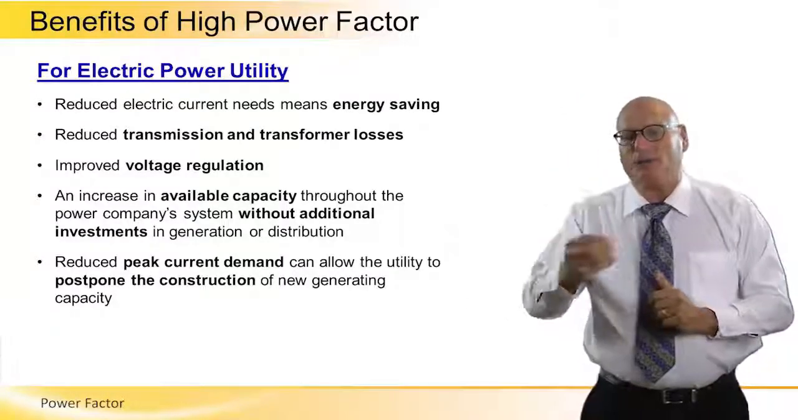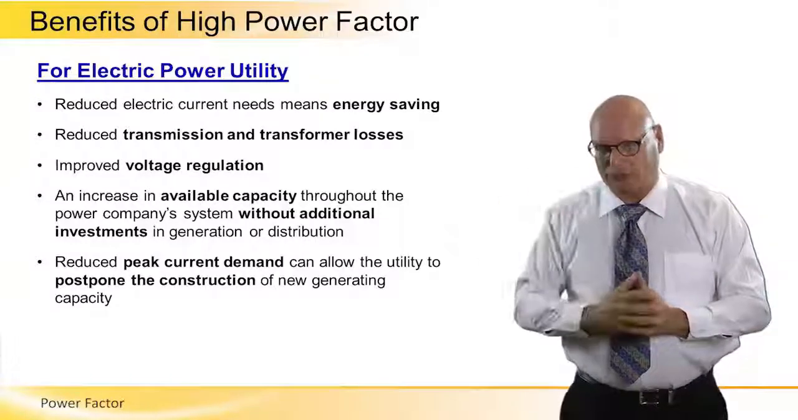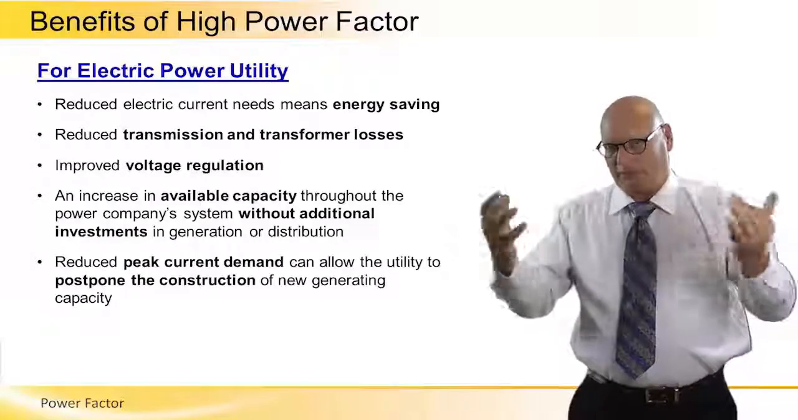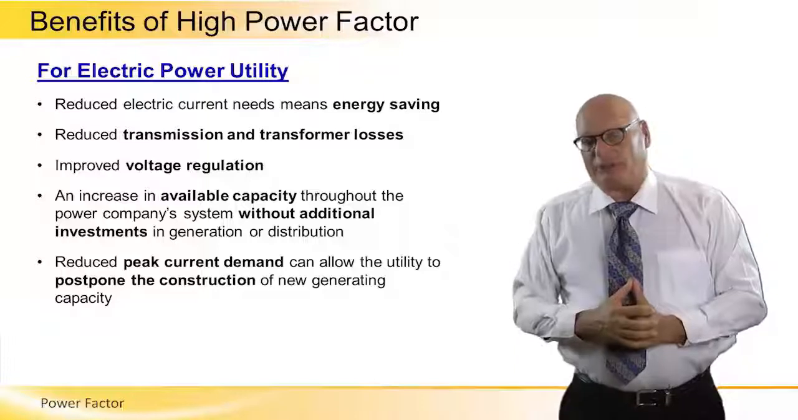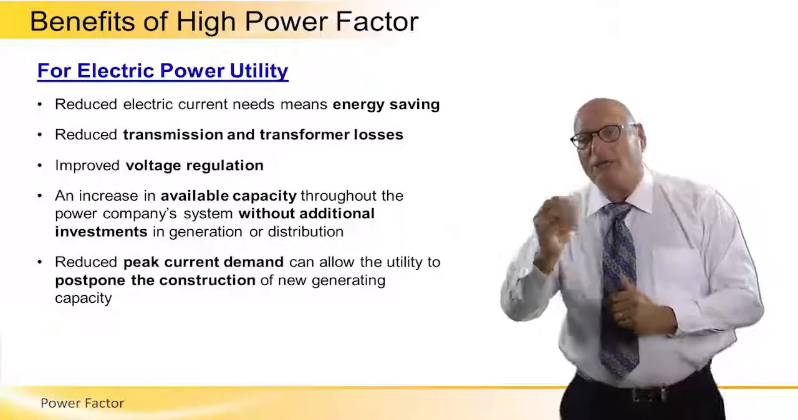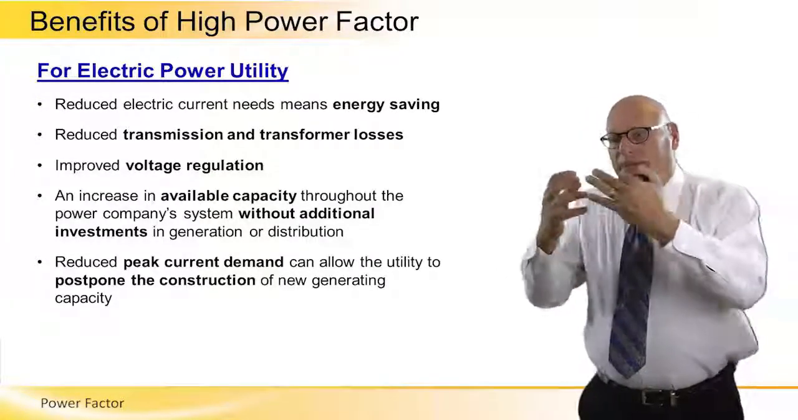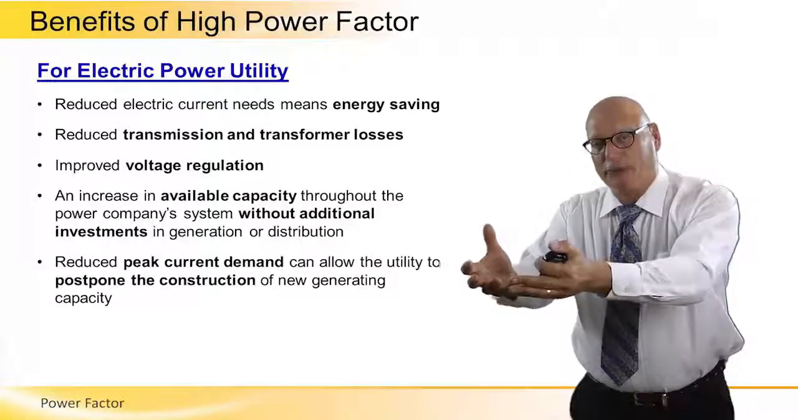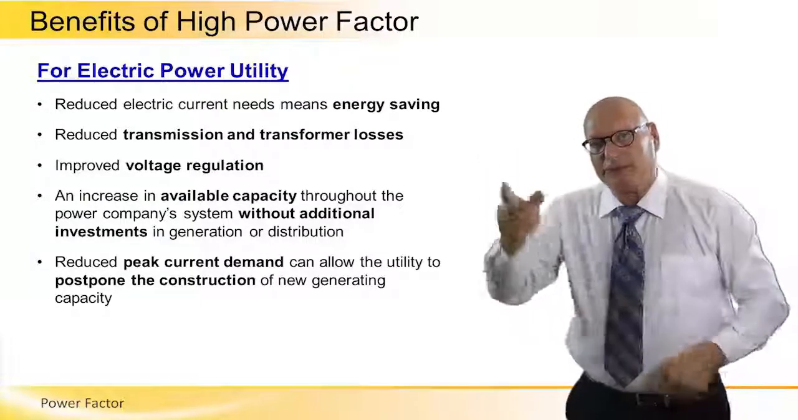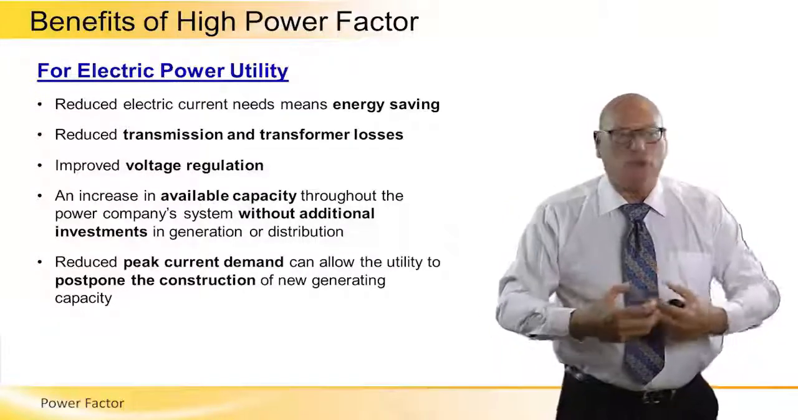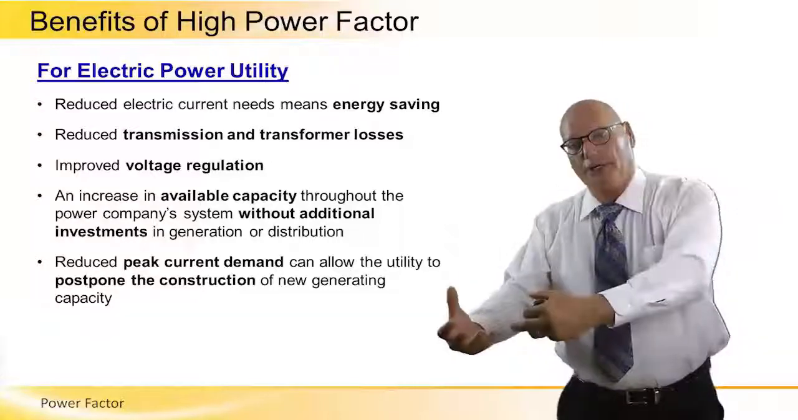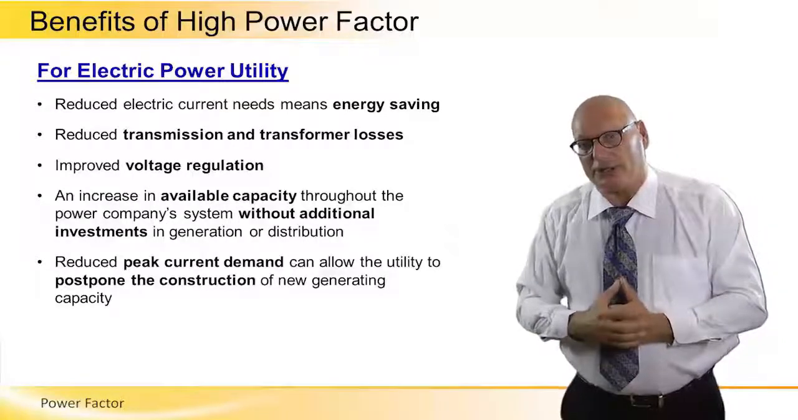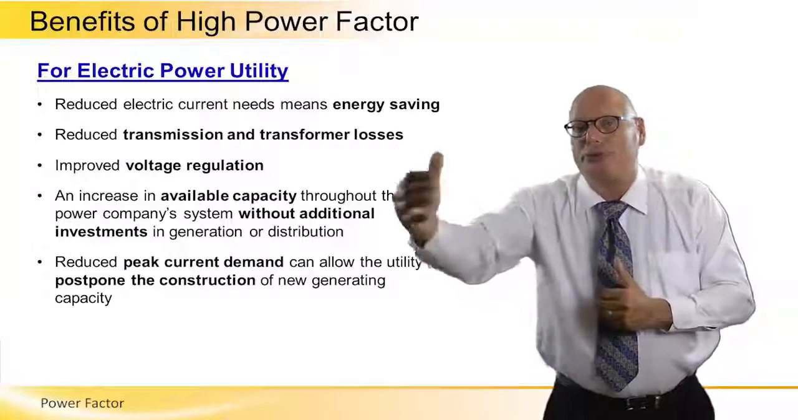An increase in available capacity throughout the power company without additional investment in generation or distribution. Again, if everything goes one way, most of it is basically available. The capacity will be available to the maximum. And in peak current demand, this is an extremely important parameter. In peak current demand, because we generate real effective power, theoretically speaking 100% efficiency, that means even in peak demands of the market, there will not be a need to build an additional power station to supply the demand. Eventually, in the future, another power station will be built, but it postpones that particular investment.